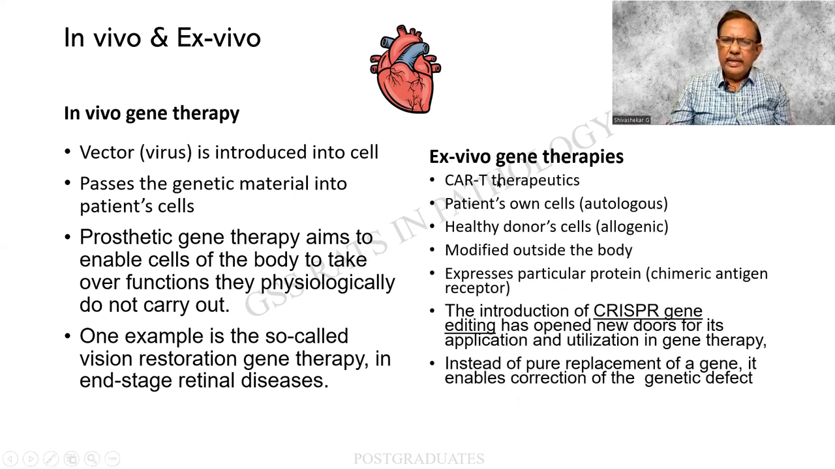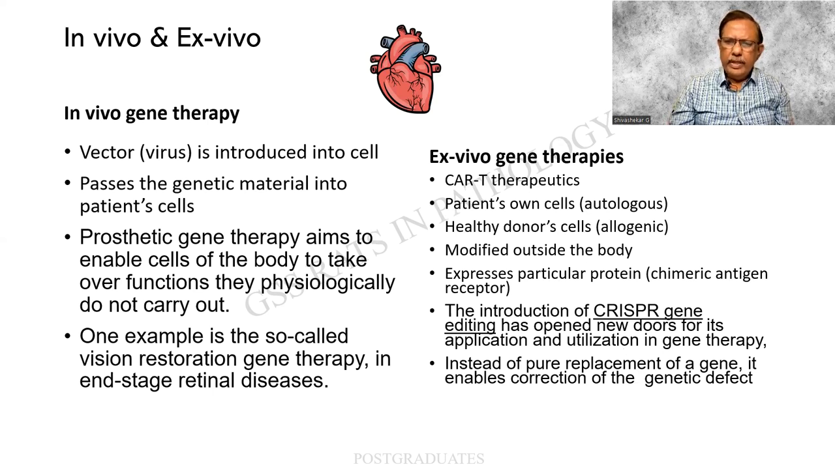You find there are certain therapeutics which are being used, such as CAR-T cells. In this case, it can be the patient's own cells, autologous, or it can be from a donor, allogenic. They are modified outside the body and they express a particular protein, chimeric antigen receptor. And these are being introduced into the host later on. The CRISPR gene editing is one. We will just remember this particular word alone, CRISPR. It is important. It has been used for gene therapy.